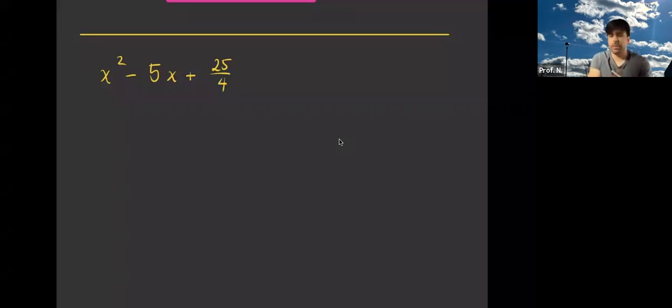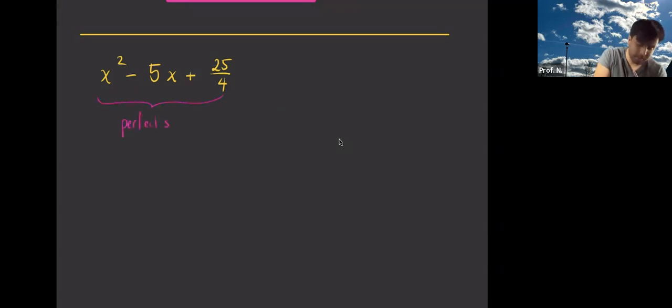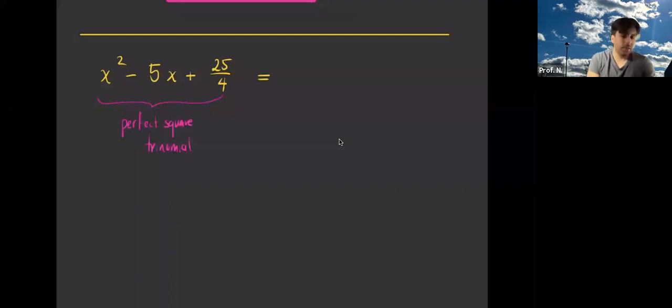So how did we get here? We completed the square. So we already know this is a perfect square trinomial. We already know that. If we know that, then we should have an idea as to how to find the factored form of this trinomial. Let's say you don't. You have to think about two numbers that add to -5 but multiply to 25 over 4.